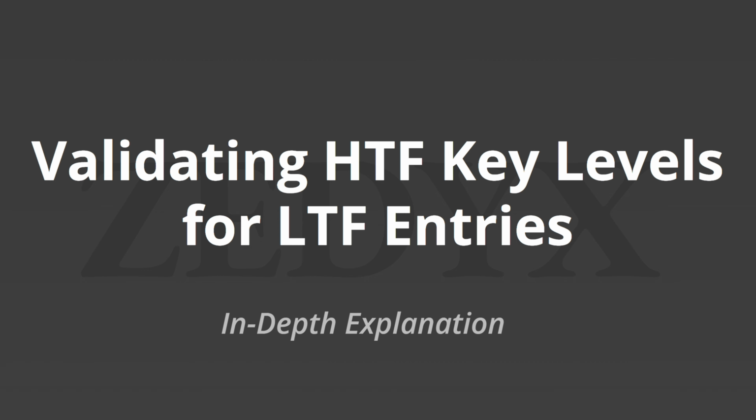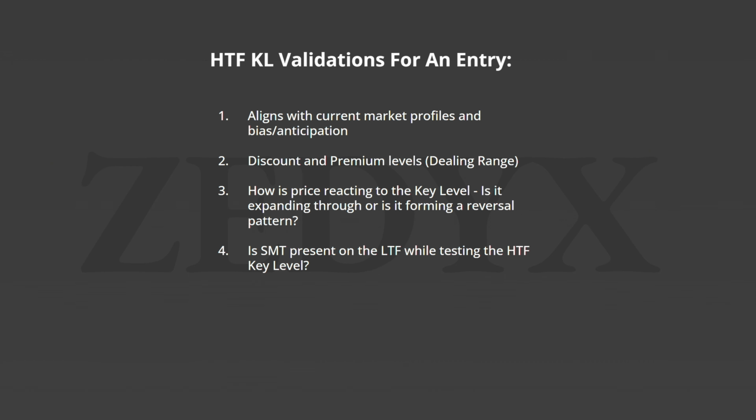So this is part one of validating high timeframe key levels for low timeframe entries, an in-depth explanation. High timeframe key level validations for an entry. We look at: does it align with current market profiles and our bias/anticipation for price? What and where are our discount and premium levels within our dealing range? How is price reacting to the key level? Is it expanding through, disrespecting it, or is it forming a reversal pattern? And finally, is SMT present on the low time frame while testing the higher time frame key level?